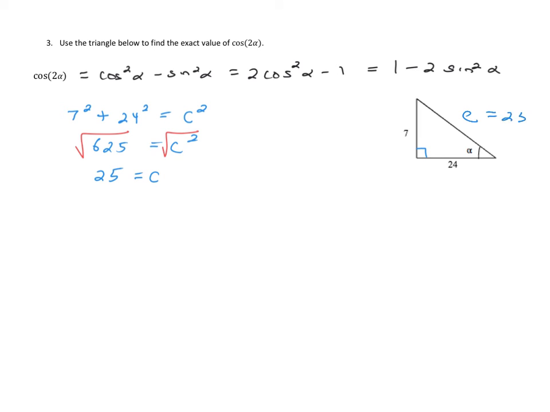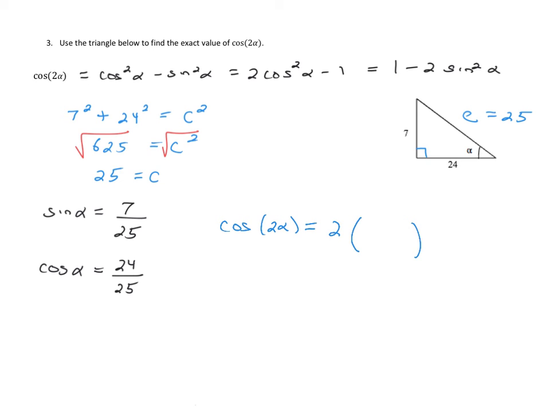So that's c. This means we now know two things. Sine of alpha is the opposite over the hypotenuse, that's 7 over 25. And cosine of alpha, the adjacent over the hypotenuse, is 24 over 25. So I'm going to go with this one here. I'm going to use this version just because it has one trig function in it. We have that cosine of 2 alpha is equal to 2 times cosine squared alpha. I'm going to put 24 over 25 in place of cosine alpha, and we're going to square it. Then we will subtract 1.